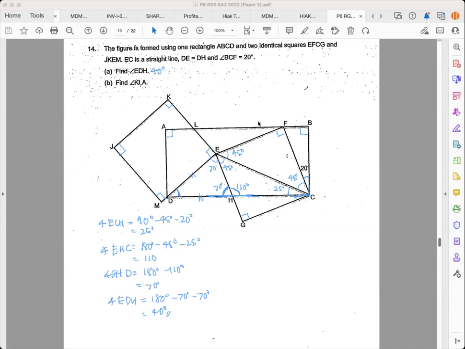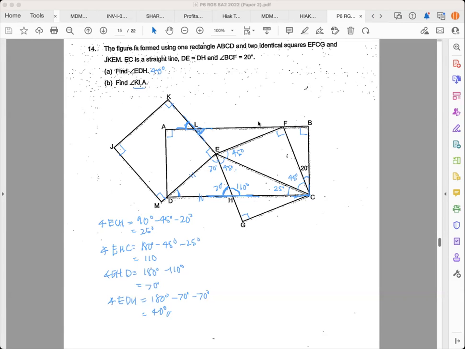Now let's look at angle KLA. Where's KLA? KLA will be this angle. Angle KLA is the same as angle ELF because these are opposite angles. Opposite angles are equal. So this angle is equal to this angle. To find angle KLA, you just need to find this angle.